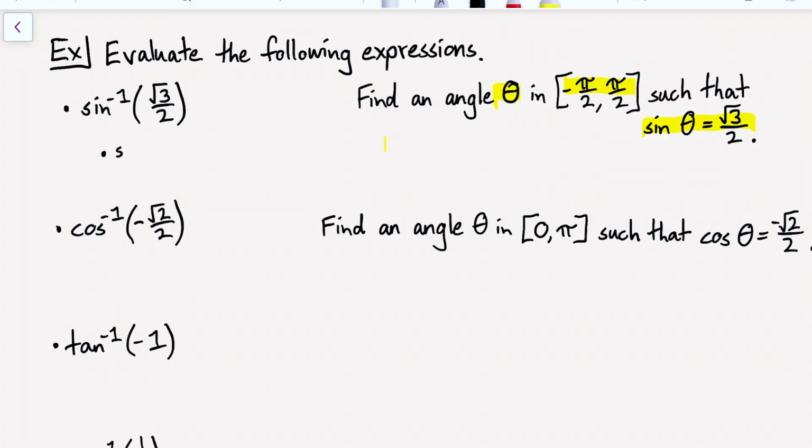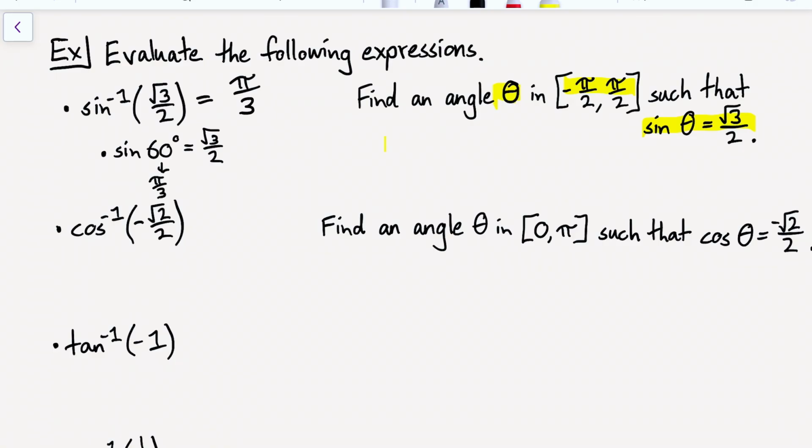Well, the corresponding trigonometry fact that may be helpful is that sine of 60 degrees equals root 3 over 2. 60 degrees is also thought of as pi over 3, and we can ask ourselves, is pi over 3 in the specified range? Yes, it is. So our output, or our answer in this case, is simply pi over 3.